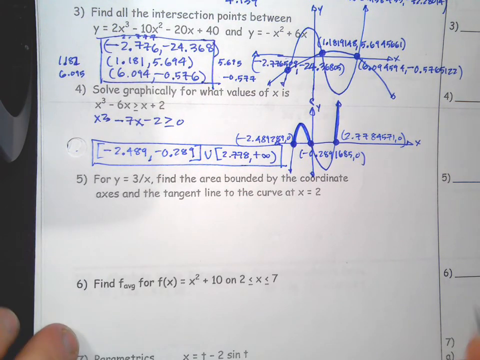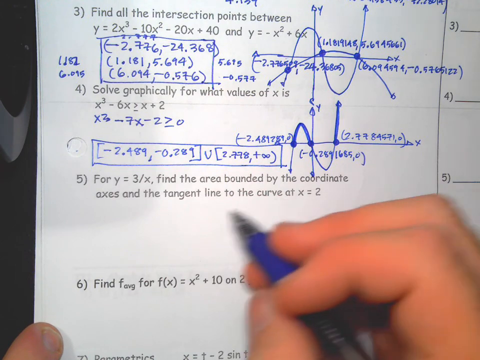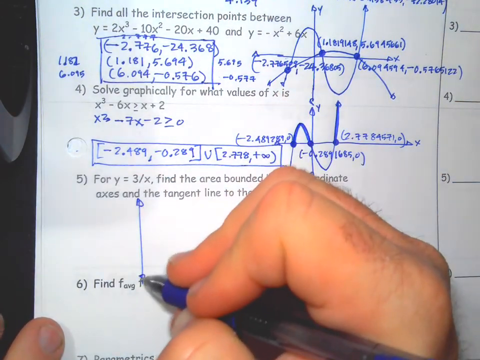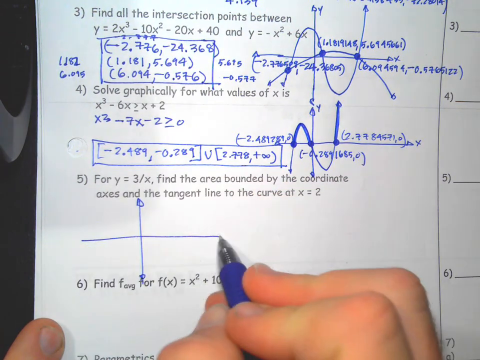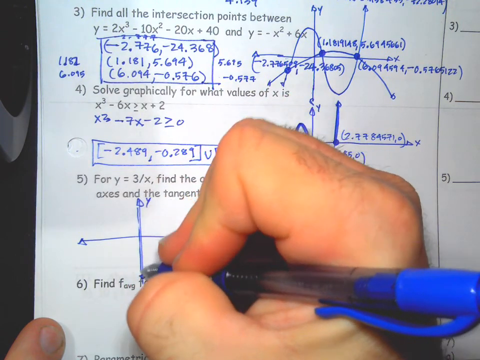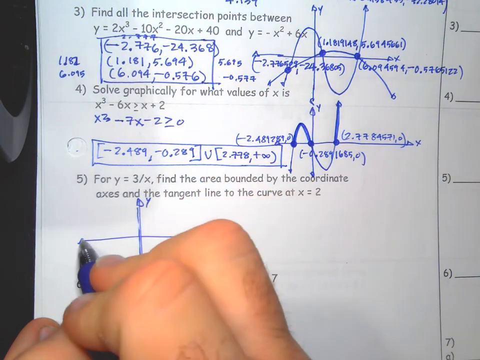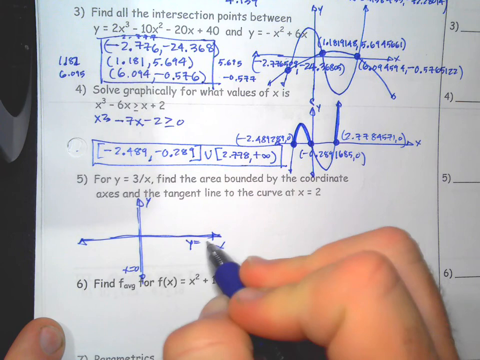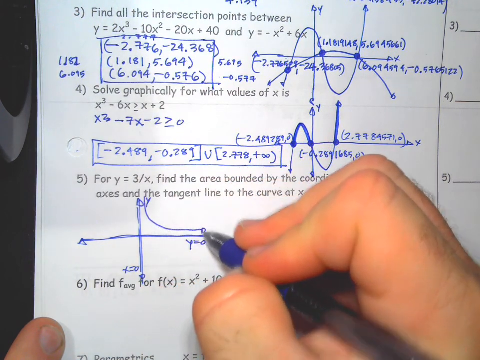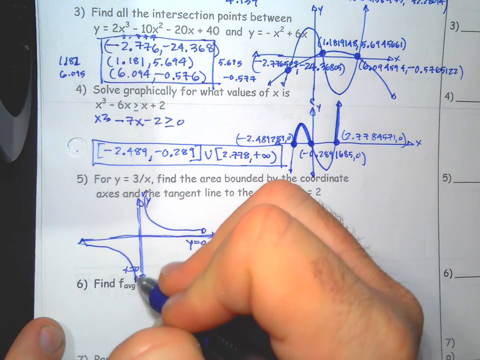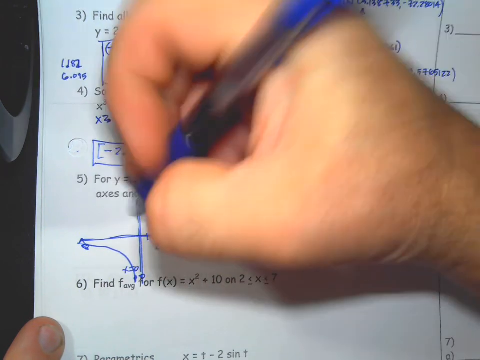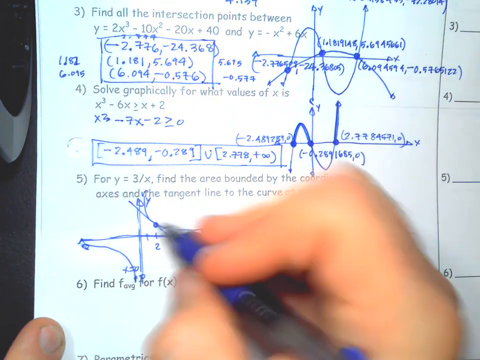For this graph, find the area bounded by the coordinate axes and the tangent line to the curve at x equals 2. Now, with a lot of these, it might be good to start sketching it. This is a pretty basic rational function. It has a vertical asymptote at x equals 0 and a horizontal asymptote at y equals 0. You plug positives in, it's going to be over here. Negatives in, it's going to be over here. And we're looking for the tangent line at 2. So something like that, area right here.